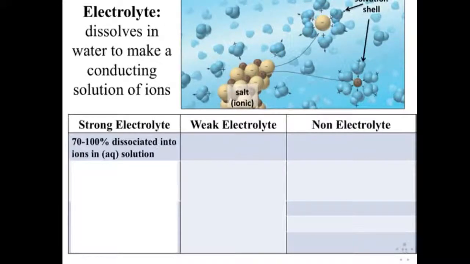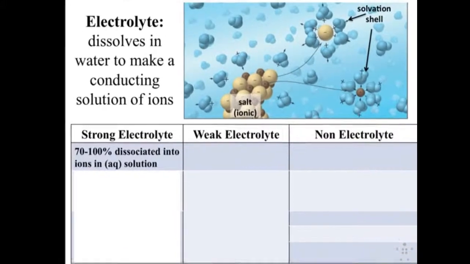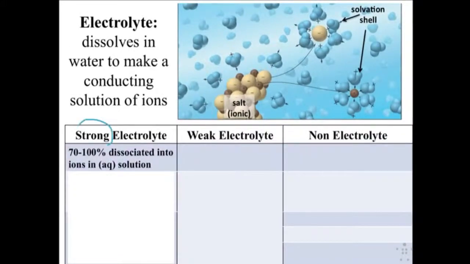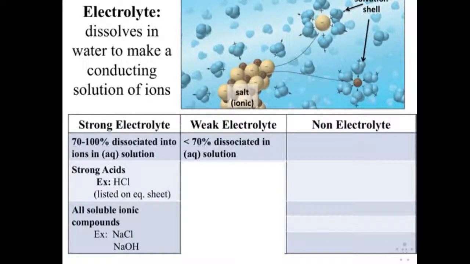So let's make a little table of things that are strong electrolytes, things that are weak electrolytes, and things that are non-electrolytes. Okay? So first of all, if we say something's a strong electrolyte, so strong acid, strong base, for example, that means it's 70 to 100% dissociated into ions when it's in water. On the other hand, something that's a weak electrolyte is going to be less than 70% dissociated in water.